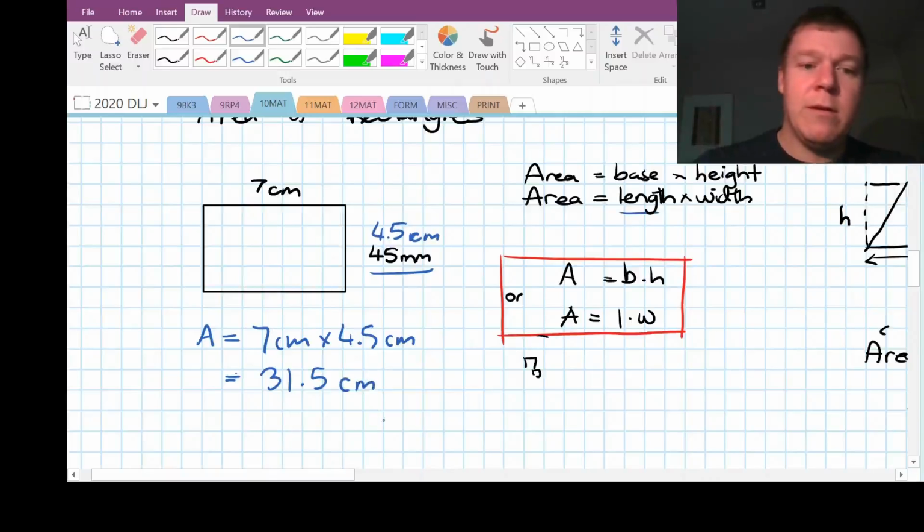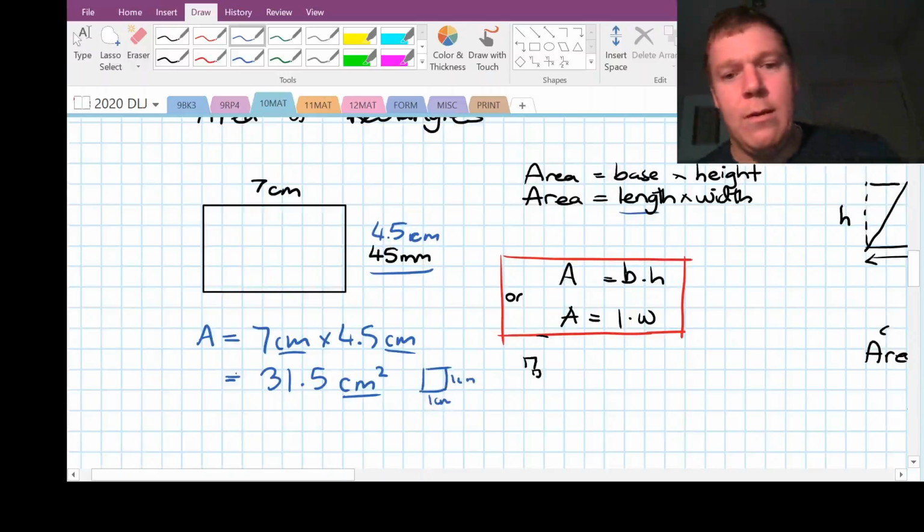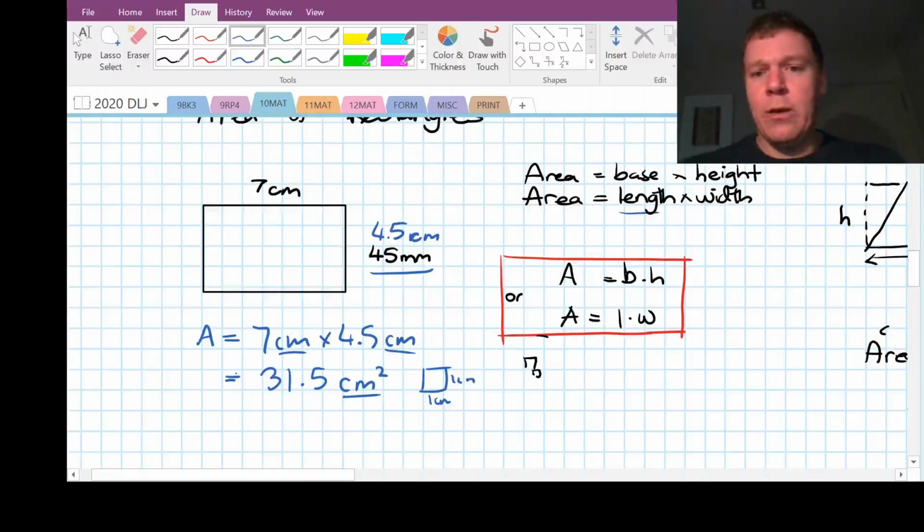Centimeters squared, because centimeters multiplied by centimeters gets you square centimeters. So that's how many little centimeter by centimeter squares we've got inside that box. Piece of cake. Okay.